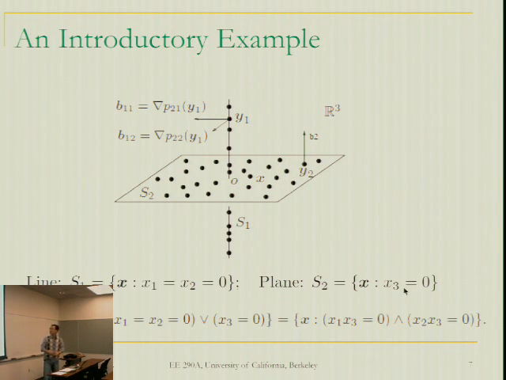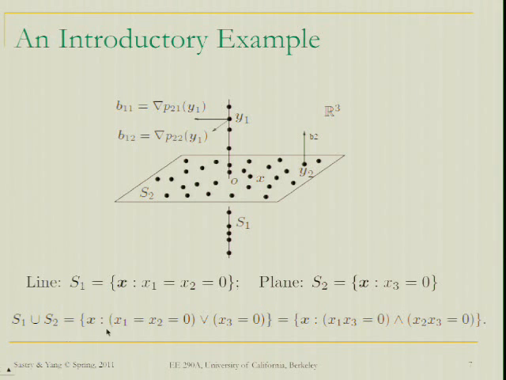And we know that if we pick an arbitrary point from the union of the two subspaces, it has to satisfy the following constraint. That's exactly the same as what we did for hyperplanes. That is, if x is from S1, it has to satisfy this constraint, x1 equal to 0 and x2 equal to 0. And if x is from the second subspace, it has to satisfy the second constraint, that is x3 equal to 0.